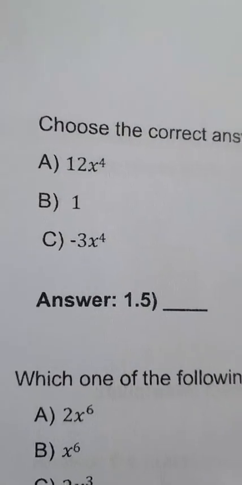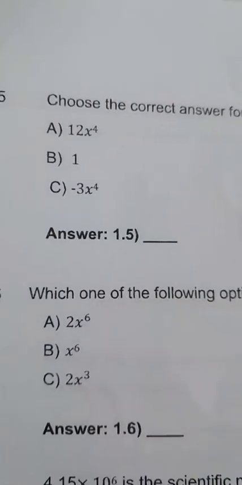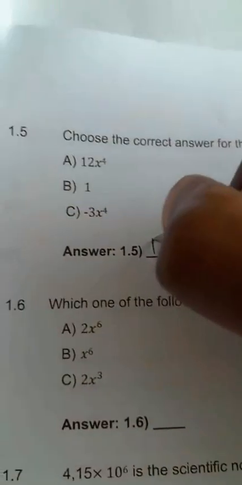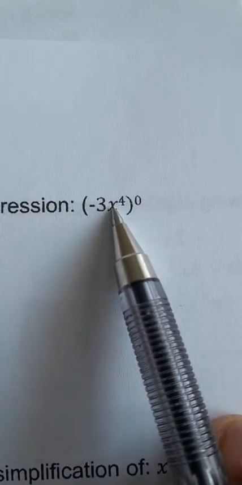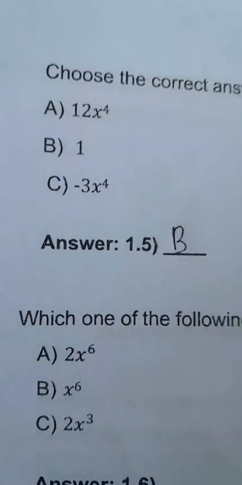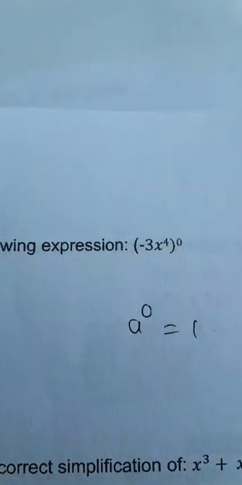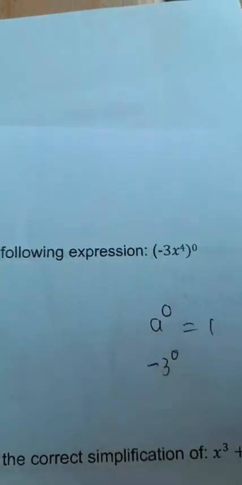Is it B, 1? Is it C, minus 3x to the power 4? Right? So it seems like we have a resounding answer of B, because our bases inside the bracket, all of them raised to the power 0, give us 1, the answer. We know this from the law of exponents, that anything raised to the power 0 is equal to 1, excepting if it's 0.